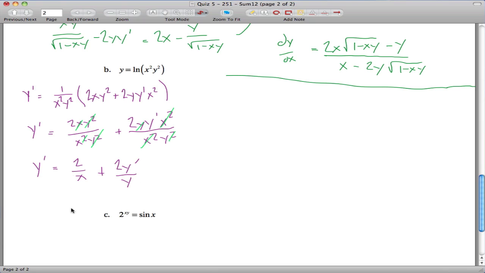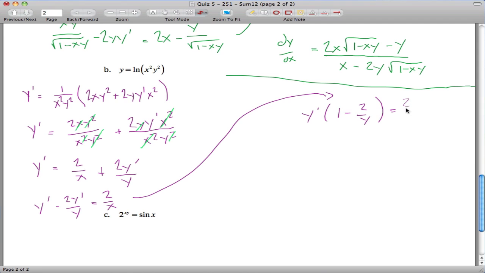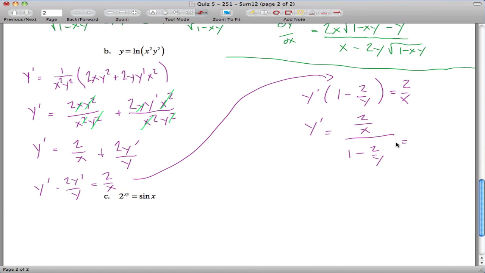And now we want the y primes all alone. Y prime minus 2y prime over y is equal to 2 over x. Let's take this up here. Factor out a y prime, you get 1 minus 2 over y is equal to 2 over x. Divide by this mess, you get y prime equals, yeah, I guess I'll make an improper fraction again, which we can then simplify.